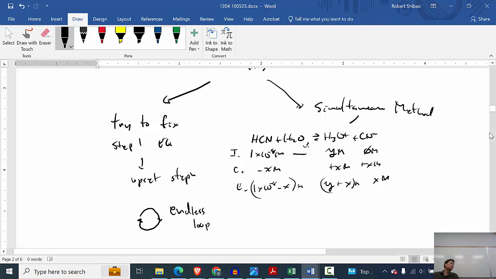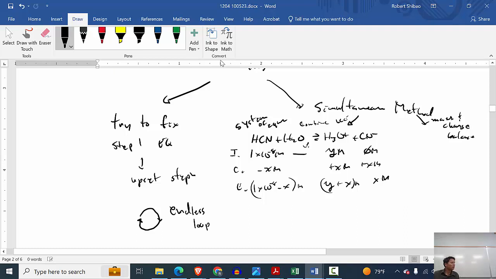There are two methods for simultaneous. We have this one, where we combine the ice tables, and then we have another system of equations. The other method, we do what's called a mass and charge balance. We'll look at this later. Both of these involve a system of equations. A system of equations is where we have more than one unknown. So, for example, if we have two unknowns, how many equations do we need? Two equations. Three unknowns would require three. So far we have two unknowns, x and y.